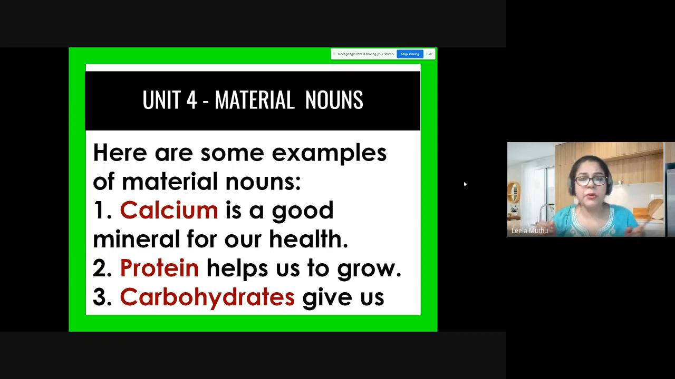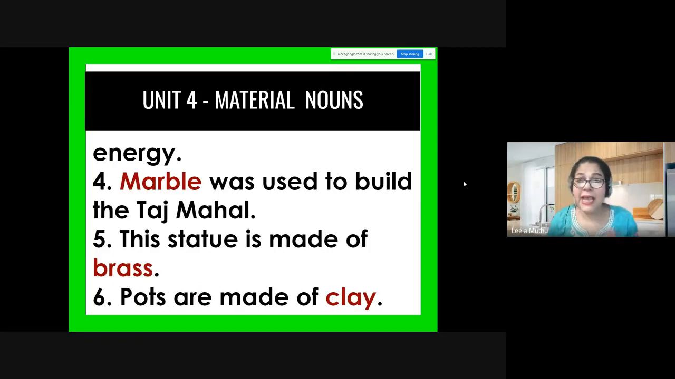Carbohydrates always has an S at the end. You don't say carbohydrate. Carbohydrates give us energy. It is a material that gives us energy when we eat it. Marble was used to build the Taj Mahal. Now we're not saying here the Taj Mahal is made of marble. We're just giving a very general sentence like marble was used to build the Taj Mahal. It's a material used to build the Taj Mahal.